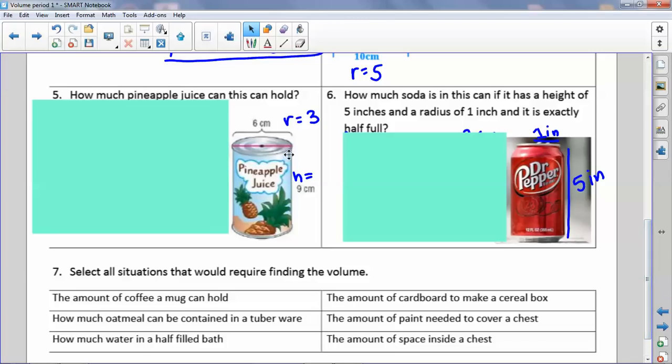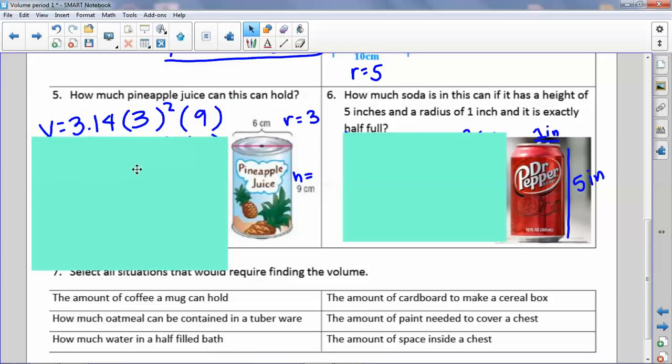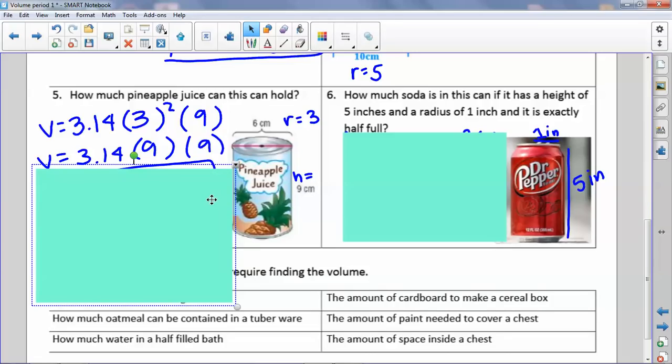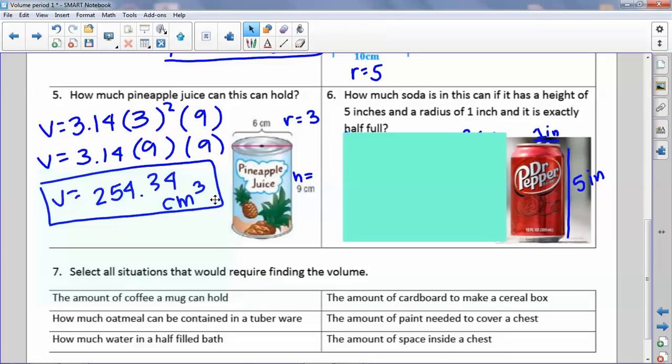Next, we want to figure out how much pineapple juice this can can hold. Now see here, this top line shows us that the diameter is 6 centimeters, meaning our radius is 3, because remember we just cut that in half. And so our height of our can is 9 centimeters. Substituting in our values first, 3.14 times 3 for the radius squared times 9 for the height. Remembering to square our 3 first, so 3.14 times 9 times 9. Multiply those 3 numbers together, you get a value of 254.34 centimeters cubed.